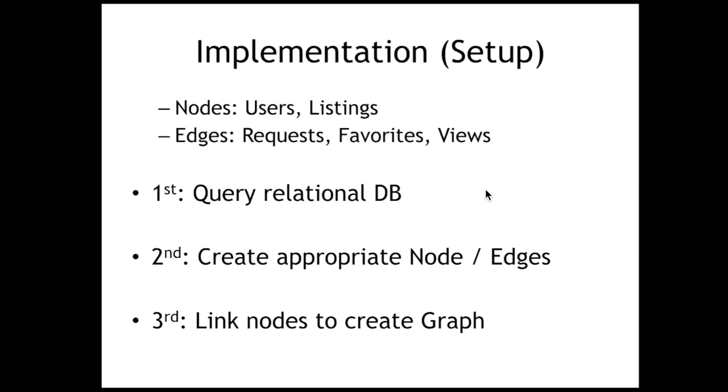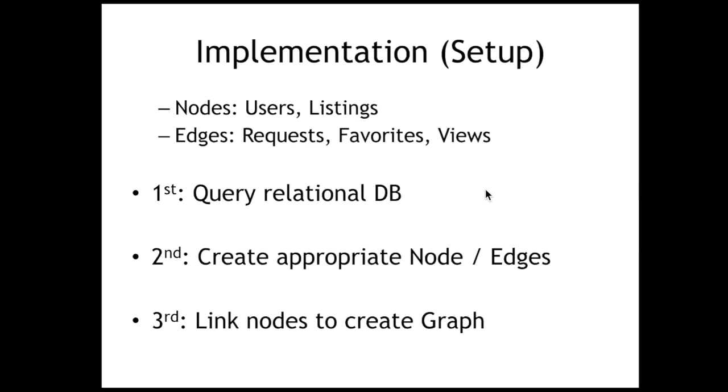One is we're going to query our relational database where we already have all this information. We already have all of our users stored. We already have all of our listings stored. We already have all of our requests, favorites, views, etc. So we want to query that relational database and store everything in arrays in memory. Cool. We don't have an absolutely ginormous user base. We'll get to edge cases and complexities with larger code bases in a second. But we'll query our relational database, get all this information into arrays.